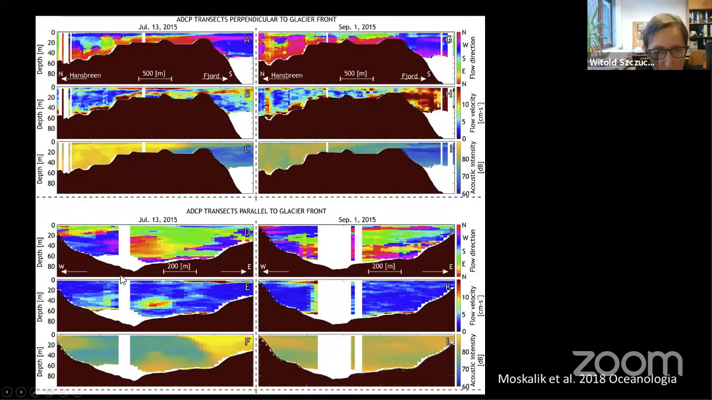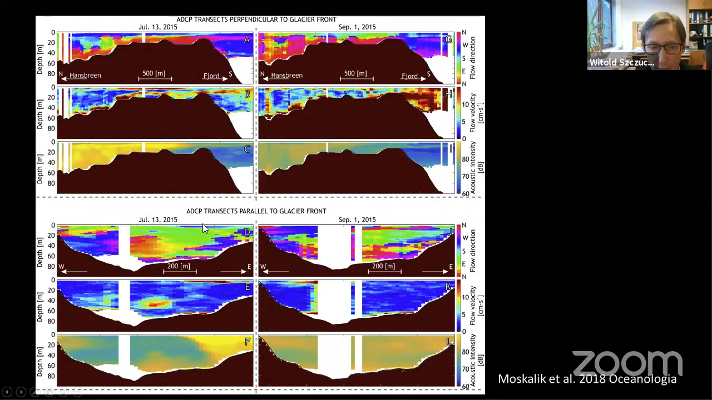However, even more interesting is a transect parallel to the glacier front, as we may see in particular in the flow velocity: two maxima, one near the surface, close to the subglacial outflow, and the second one deeper, at a water depth of approximately 40 meters, which is the way where water is pumped from the open fjord towards the ice front. So it is the record of this exchange.